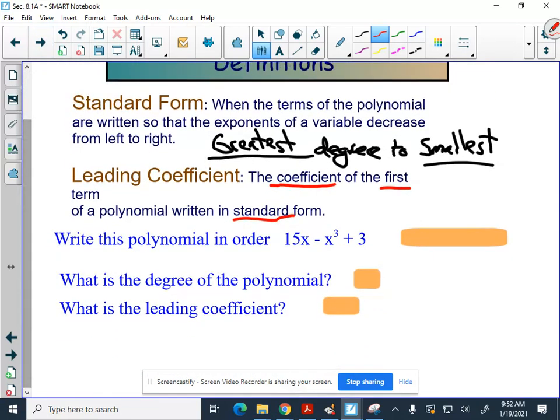So now we have an example, and you are asked to write this one in standard form. So first, can you rearrange that one by its powers? Which power would be the biggest? The 3. Good. So we're going to write negative x to the 3. Make sense?